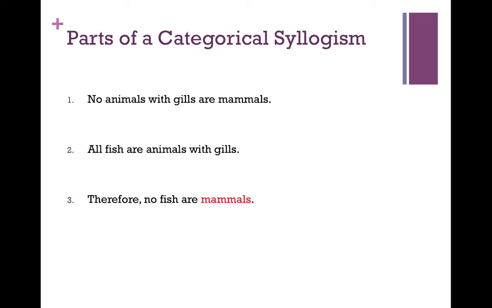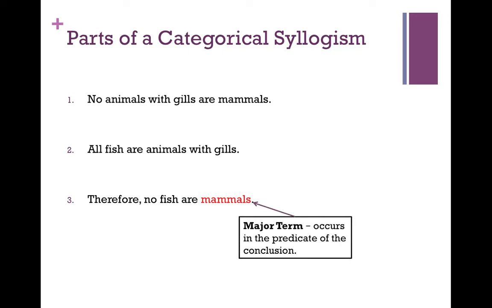So we have to discuss the parts of the categorical syllogism. And we're going to begin by labeling this term right here, the predicate term in the conclusion. Whatever that happens to be, we call that the major term. Why? I don't know. I've had students say, "Well, it's the major because it's the most." No, don't put too much thought into it. Just call it the major term.